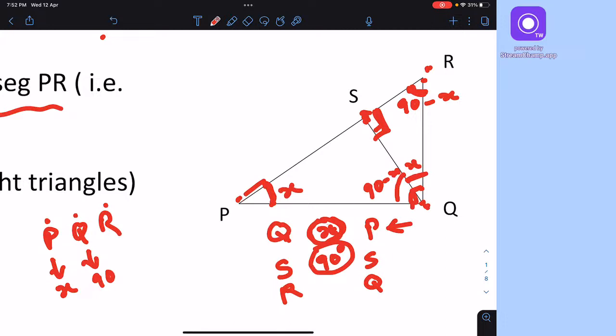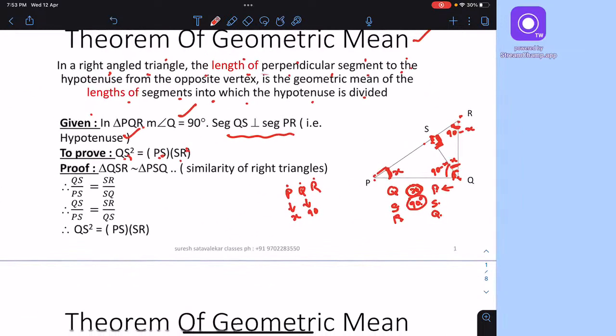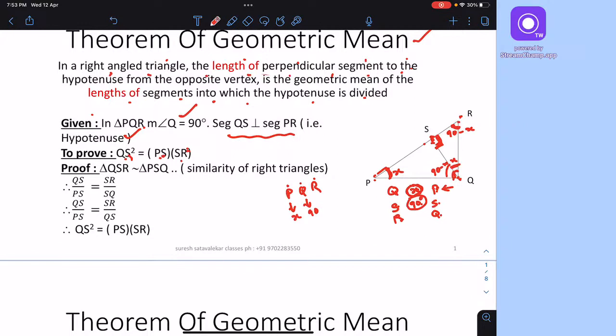Now in triangle QSR, S is 90. And in PSQ, S is 90. Therefore, in triangle QSR and triangle PSQ, angle Q is equal to angle P, each equal to X, and S is 90 in both. Triangle QSR is similar to triangle PSQ. And therefore, their corresponding sides will be in the same ratio.